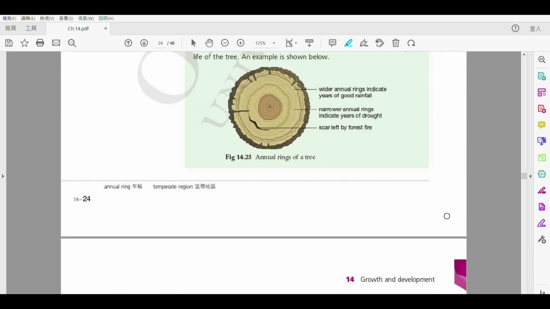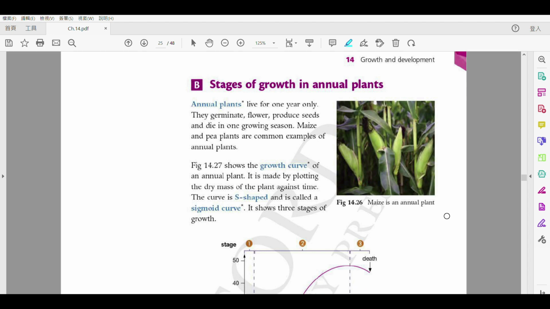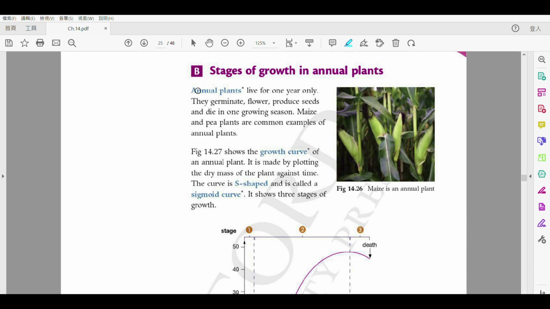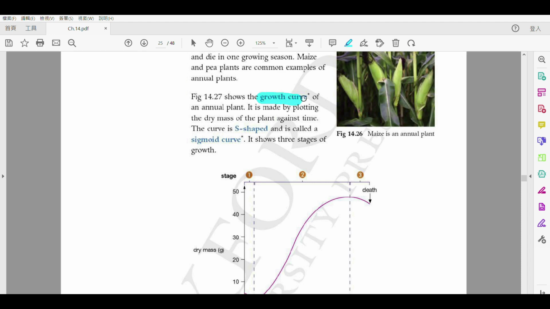In the next part, I will be focusing on talking about the growth of annual plants. This part is actually not very difficult compared to the graph we have learned earlier. This annual plant, again, has a very similar meaning. Annual means a year, right? So these plants can only live for 1 year. They carry out everything in 1 year. But then there is also this growth curve. Growth curve means it is a curve showing the growth of the plants.